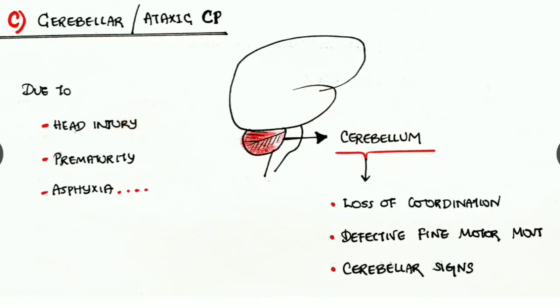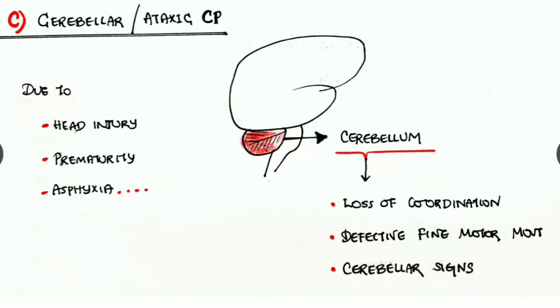The third subtype is the cerebellar or ataxic cerebral palsy. From the name itself, the lesion is in the cerebellum, and it results in loss of coordination of movements, defective fine motor movements, and the child starts showing cerebellar signs.